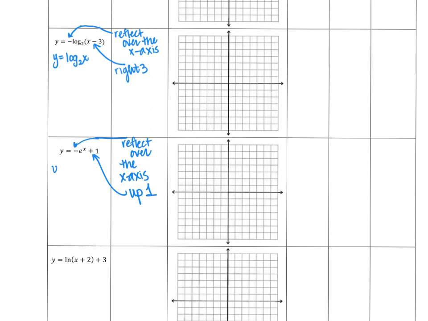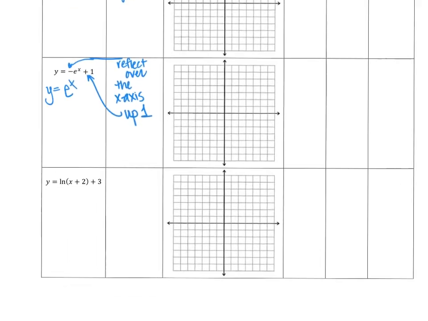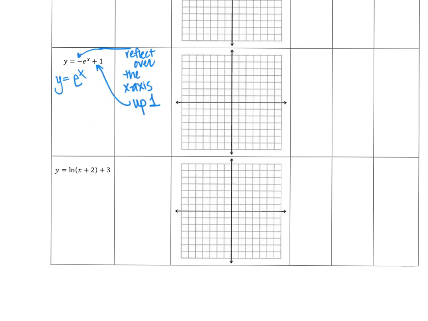And our parent function here is our e to the x, our natural exponential function. And for this last one here, we have both a 2 and a 3 affecting our function. And that plus 2, again, it's inside, is going to be moving us to the left 2 spaces. And the plus 3 outside is going to be shifting us up 3 spaces, where our parent function is y equals the natural log of x.